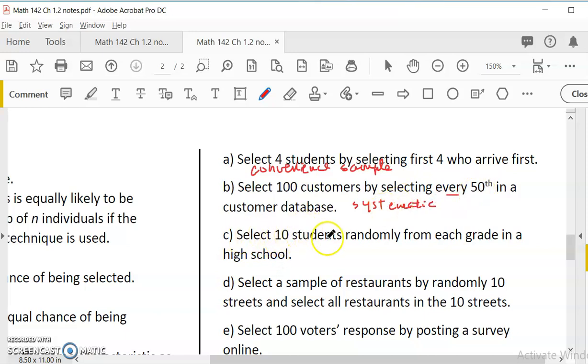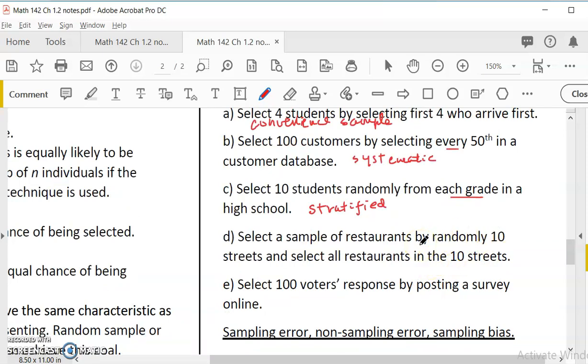C. Select 10 students randomly from each grade in a high school. So 9th grade, 10th grade, so every grade has some. So that is stratified sampling. D. Select a sample of restaurants by randomly selecting 10 streets and selecting all restaurants on those 10 streets. So you are randomly selecting 10 streets, but selecting all restaurants on those streets, so that is cluster sampling. It is easier for the researcher to go with cluster sampling.